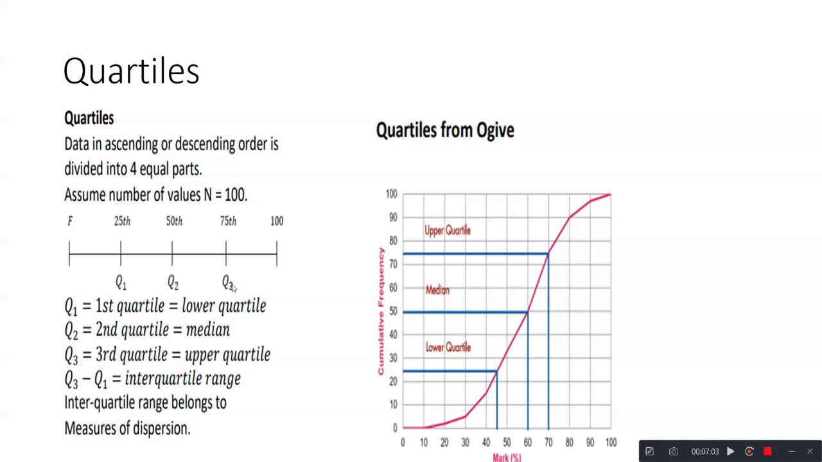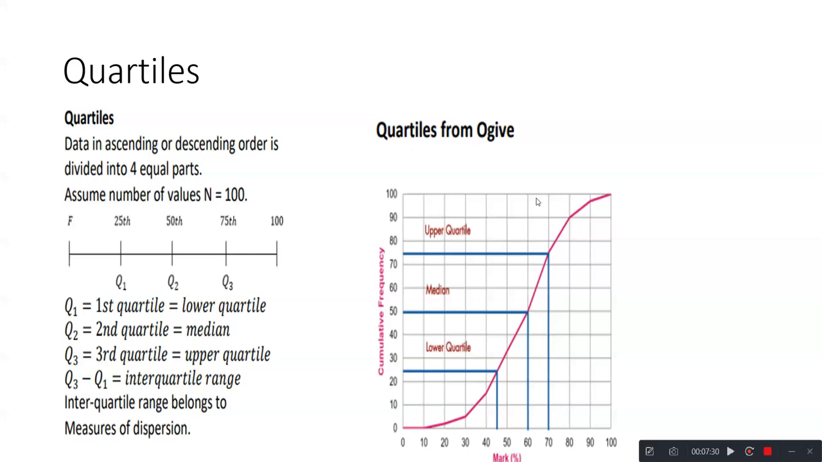Then the third one is the 75th, what we call the 75th percentile. This is going to be the third quartile, then up to 100. If you want the interquartile range, it would be Q3 minus Q1, and we use this to measure dispersion between the data.